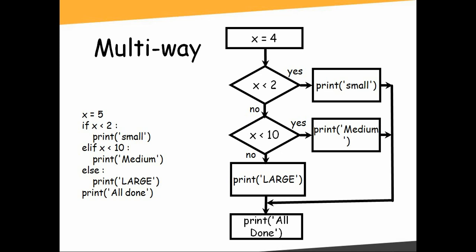So if you are going to test two or more conditions, in that case we can use this multi-way decision. That means if and then elif and then elif and then elif and then finally you can use an else statement. Say for example here x equal to 4, and then I'm checking whether x is less than 2 or not. If it is yes, it prints small. If it is no, again we are checking one more condition, x is less than 10 or not. If you want to check one more condition, you can use another elif statement, no problem, whether x is less than 1 or not, like that you can check. Finally you have to use an else statement. Now we'll see the demo.